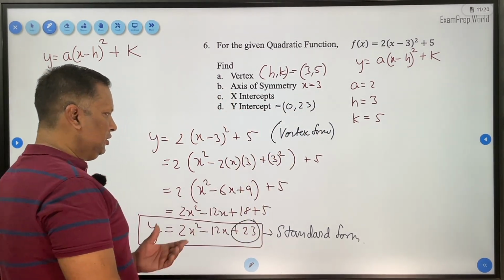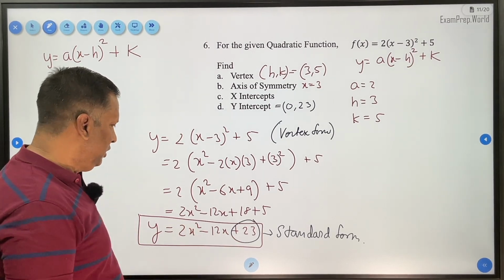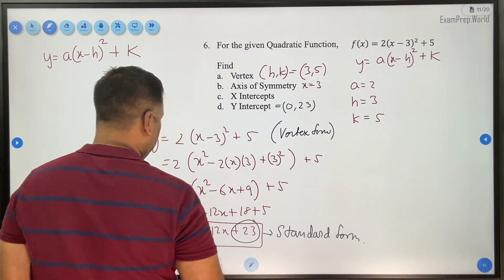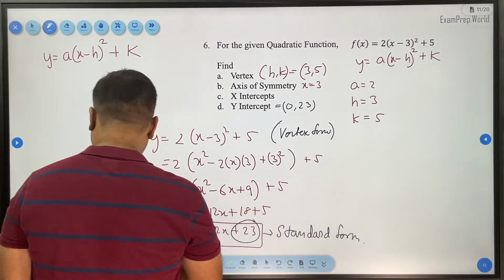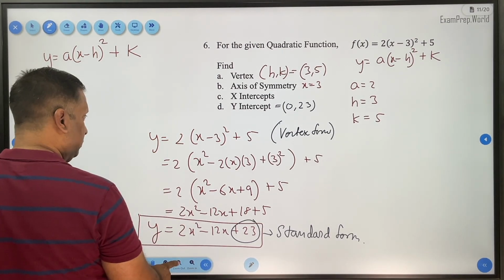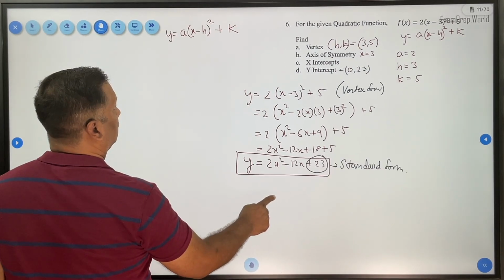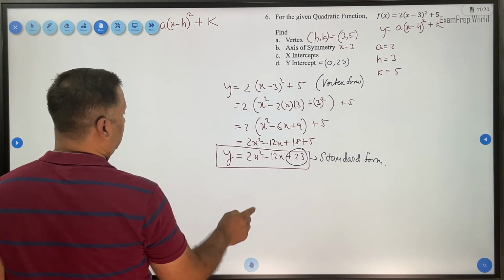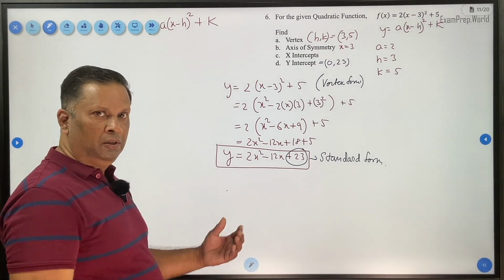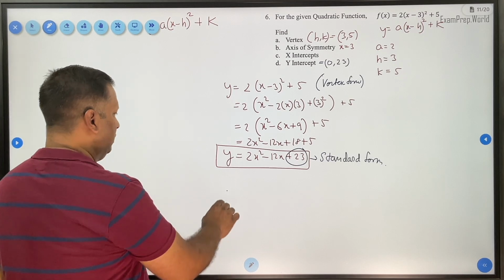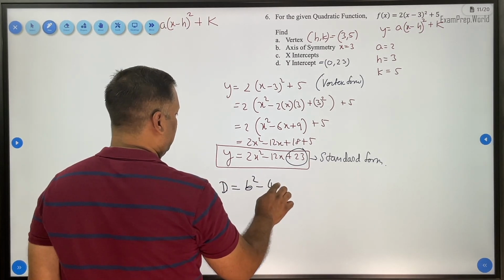Now for finding the factors, we have already done a lot of factorization. Before even factorizing, let us see if we can factorize this or not. How do we find whether we can factorize or not? We will find the value of d. D equals b square minus 4ac.